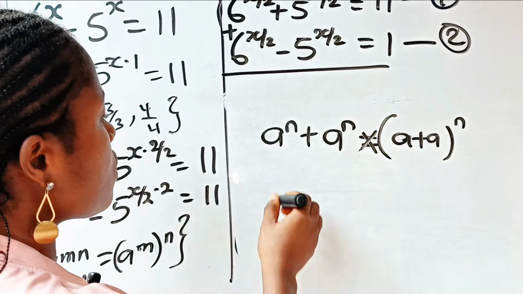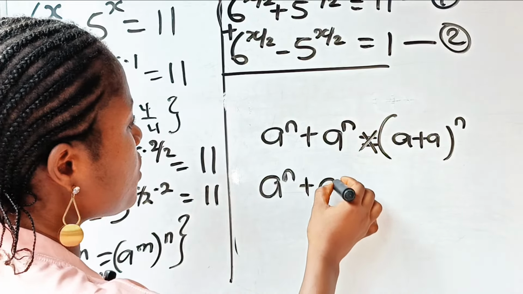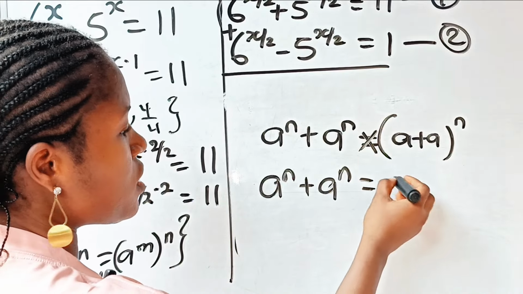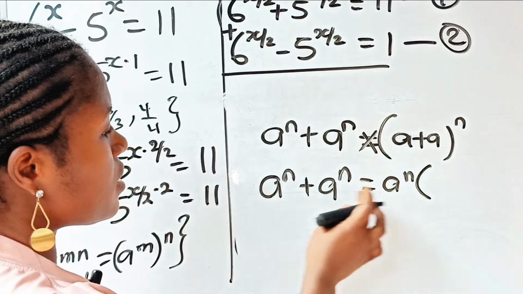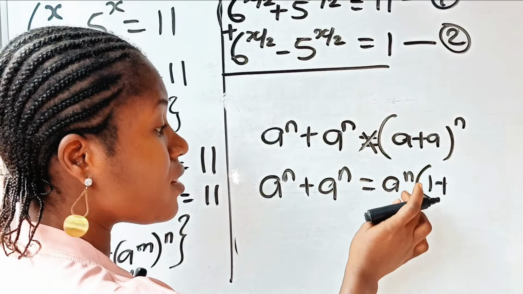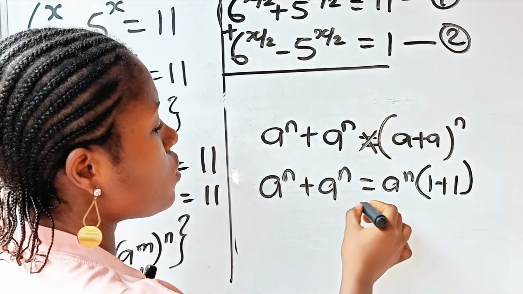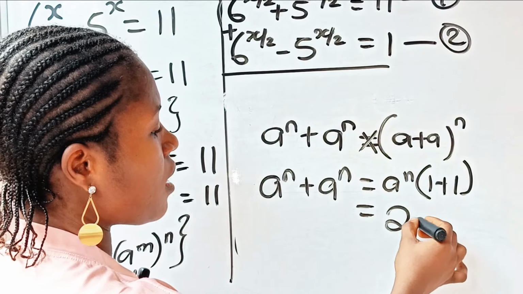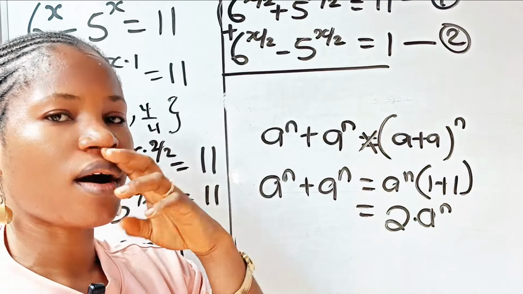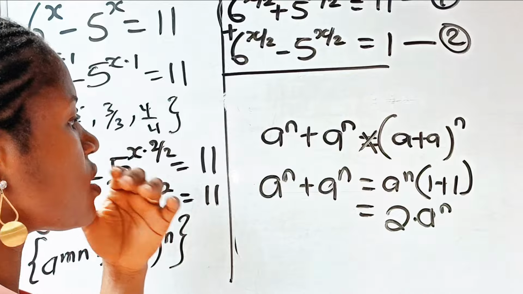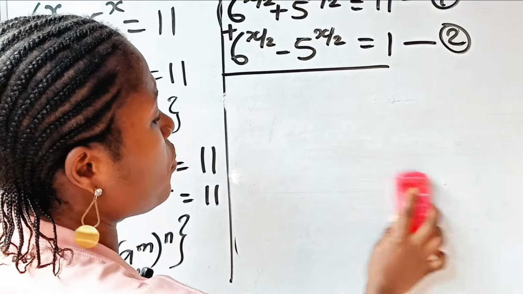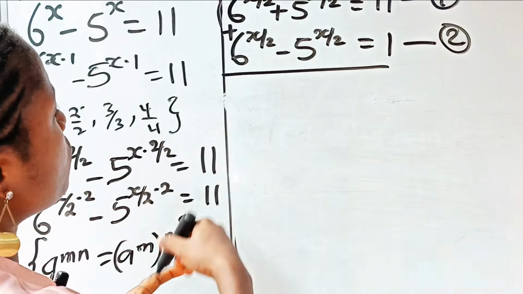All right. So a to the power of n plus a to the power of n is equal to, they share the same factor, which is a to the power of n. When this divides this, we have 1 plus. When this divides this, we have 1. So this will actually give us 2 times a to the power of n, and not a plus a raised to the power of n.